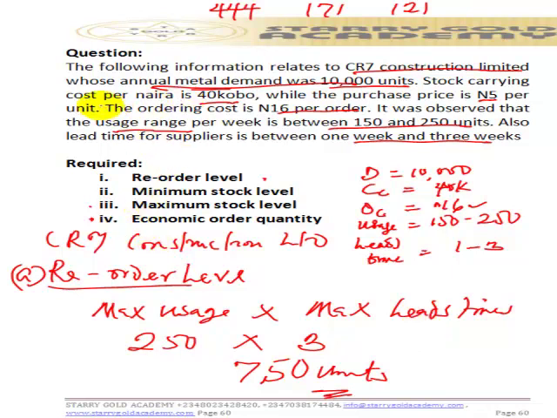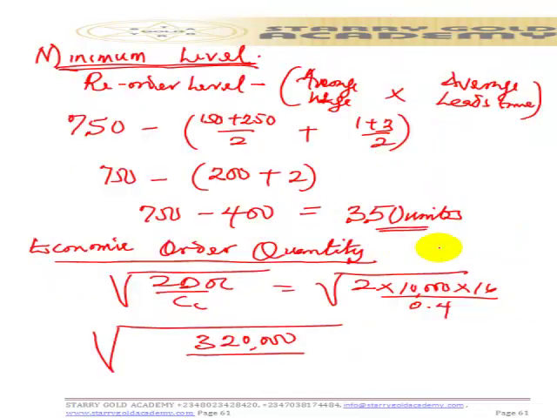But I am just saying something here that we need to be careful with. We are told that the stock carrying cost per naira is 40 kobo. It is not 40 kobo, it is per naira. So that is equivalent to 40%. So we've not gotten that right. We have to multiply it with the purchase price to calculate our carrying cost better.